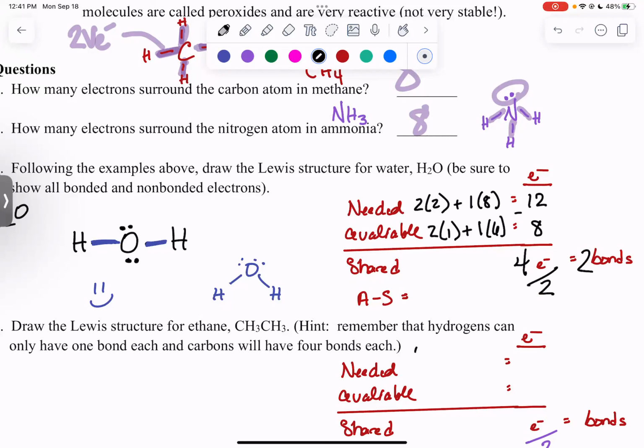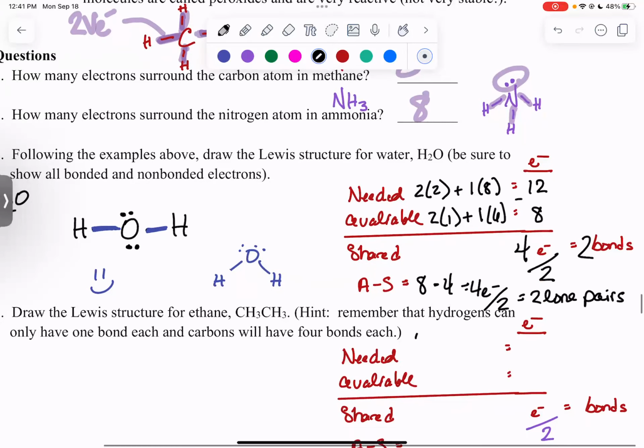Now, how many lone pairs? My available, which was 8, minus 4, which was my shared. 8 minus 4 is 4 electrons. Divided by 2, I get 2 lone pairs of electrons. And that's what I did. I assigned them to my oxygen to complete the octet.